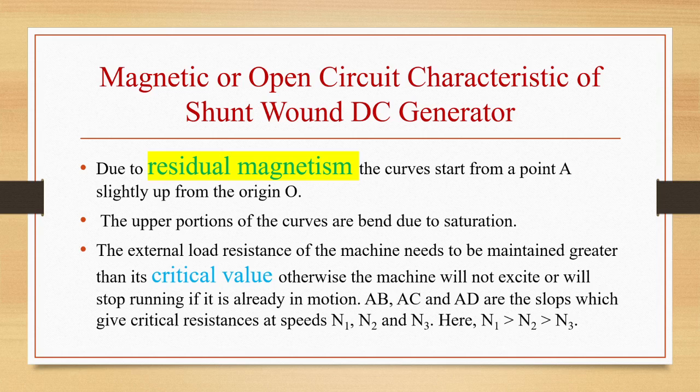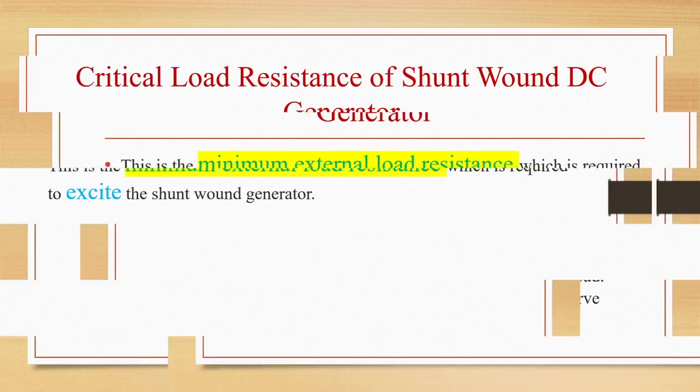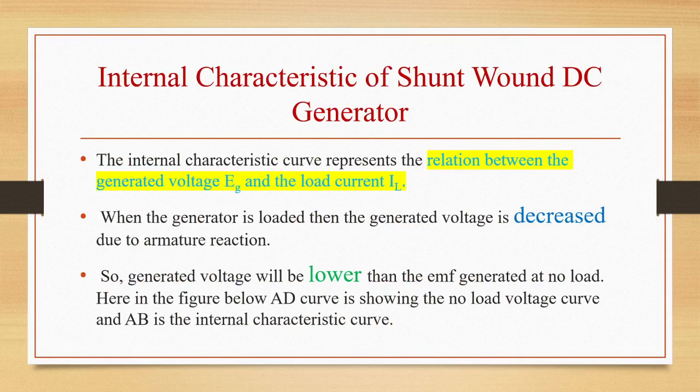AB, AC and AD are the slopes which give critical resistances at speeds N1, N2 and N3. N1 is greater than N2, N2 is greater than N3. The critical load resistance is the minimum external load resistance required to excite the shunt wound generator. Now when we see the internal characteristics, it is showing a relation between generated voltage EG and load current.